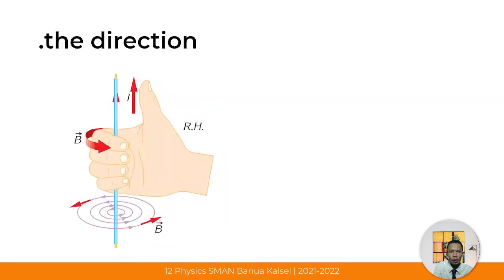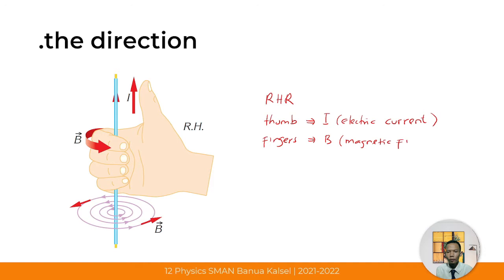The first one we will discuss about the direction. Remember the direction, we have right hand rule. Our thumb will be in the direction of electric current, and the other fingers will be the B, the direction of magnetic field. So, if we use something like this, our thumb will be electric current, the forefinger will be in the magnetic field. We can use it to manage the direction.